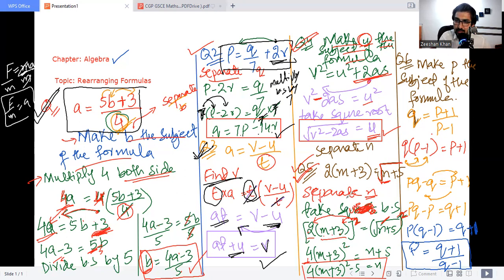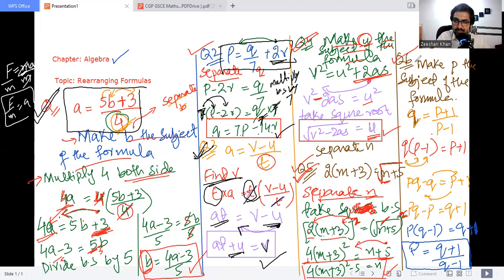Now we want to separate n. So therefore, I have to shift this 5 to the other side. So it is plus 5 over here. When you shift it to the left side, it will become negative 5. So this is the answer. This is how you separate n, make n the subject of the formula.